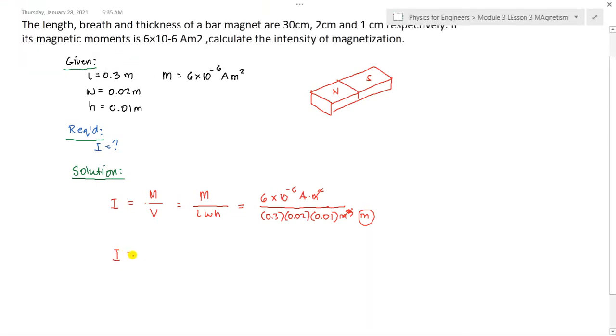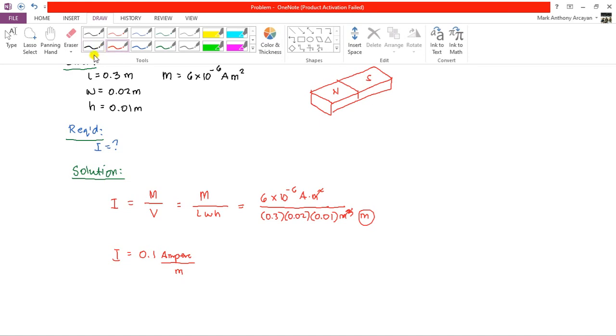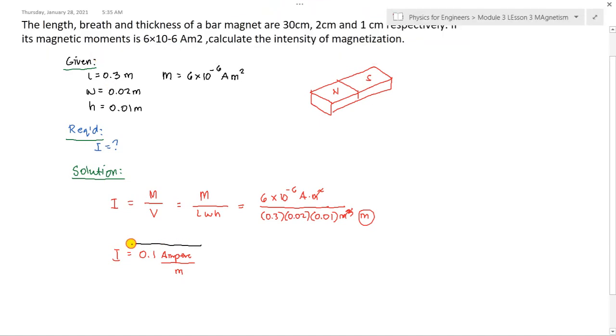So to simplify, 6 times 10 to the power of negative 6, then 0.3 times 0.02 multiplied by 0.01, then the result here is 0.1. Okay, so this is 0.1 ampere per meter. So this is the intensity of our permanent magnet per length. Okay, per meter man siya.